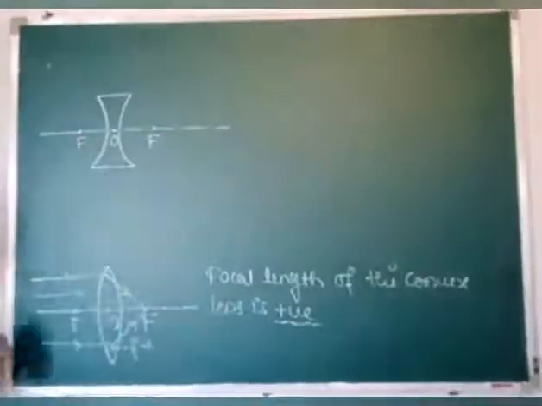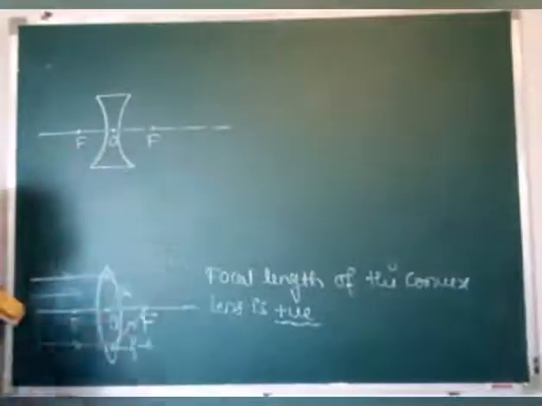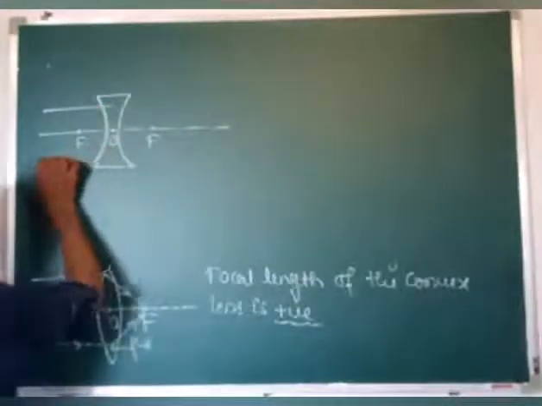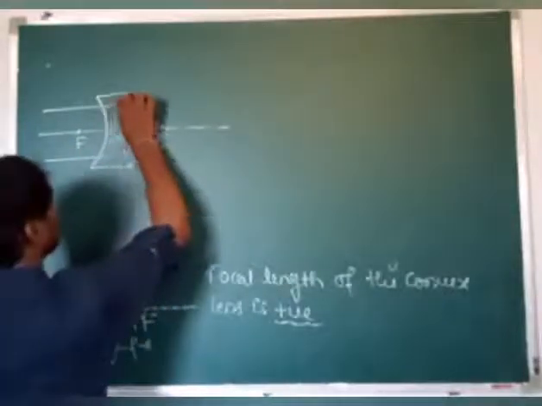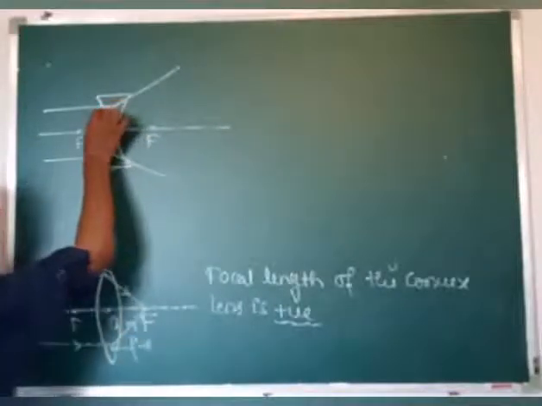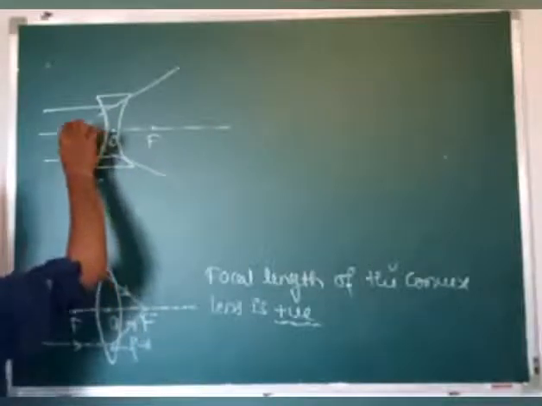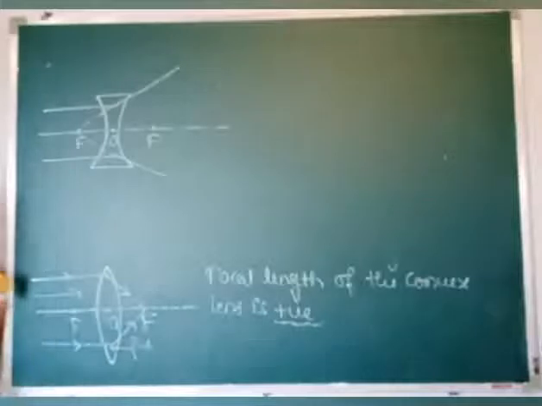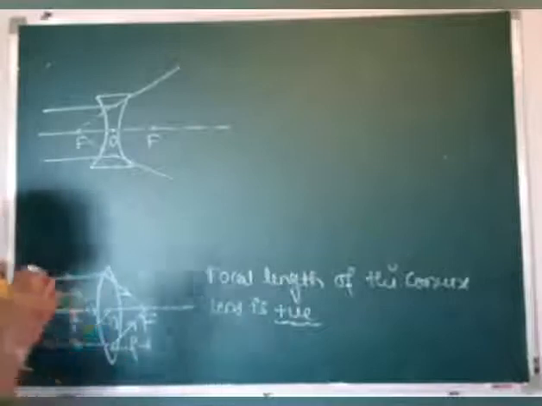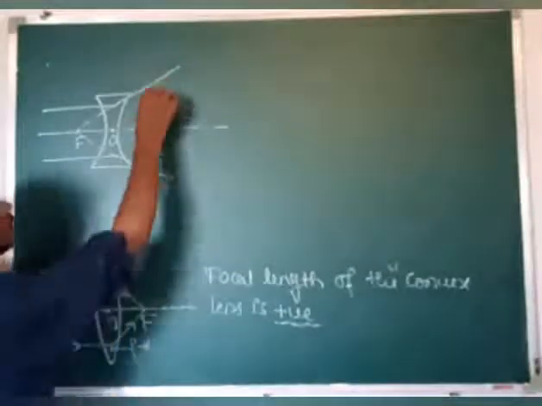Okay. Then already we know what focal length is. Focal length is nothing but the distance of the focus from the optical center. See here, whenever parallel rays are incident on the concave lens, these rays are diverged. These rays appear to have come from a point. This point is called the principal focus in case of a concave lens. So in case of a concave lens, after refraction, the rays appear to come from a point. That point is called the principal focus.